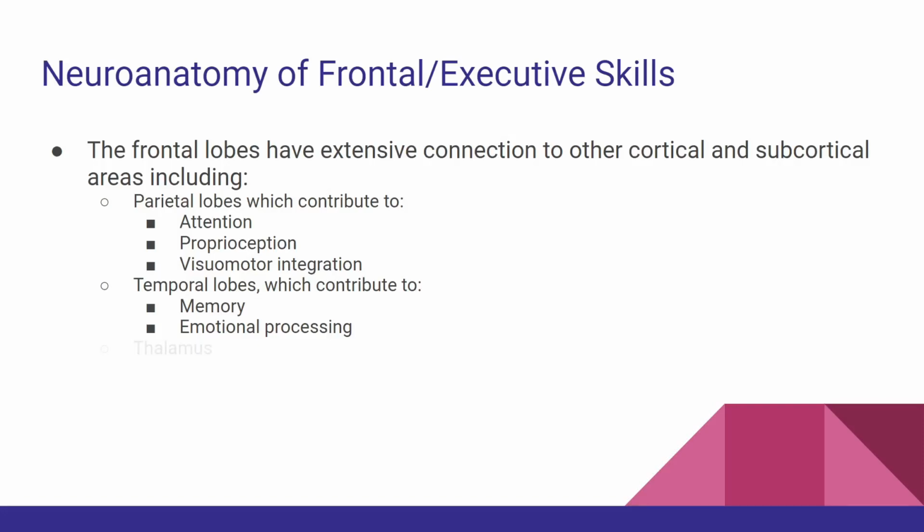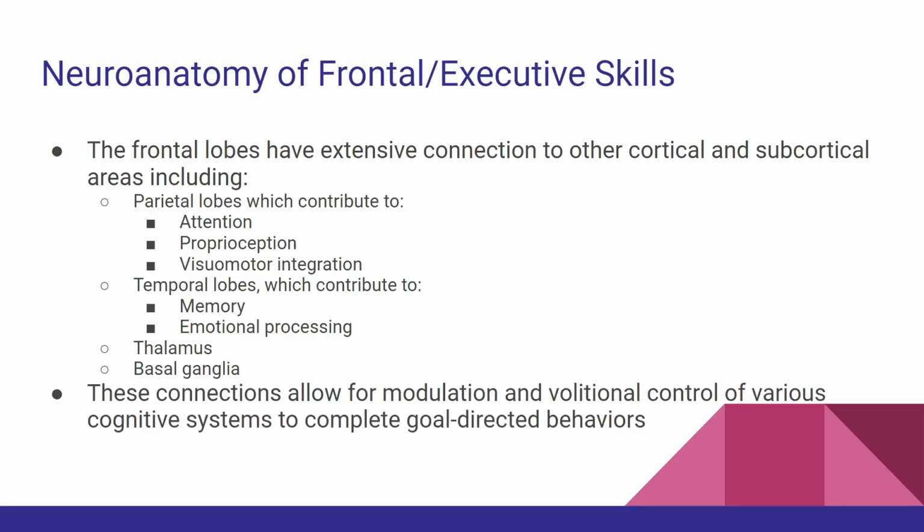There's also important connections with the thalamus, as well as the basal ganglia, which helps us control our attentional processes as well as our movement. These connections allow for modulation as well as volitional control of a lot of these other cognitive systems, and it enables us to complete goal-directed behaviors. So important systems on which our frontal lobes can modify our cognitive skills include things like our perceptual system, our emotional systems, as well as our action-oriented systems.